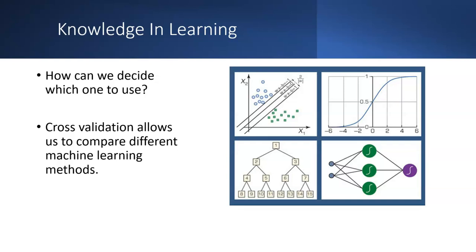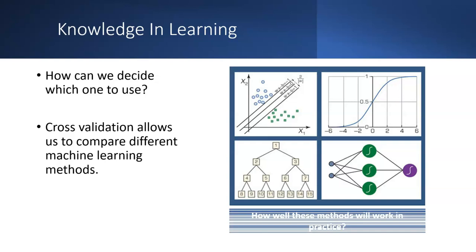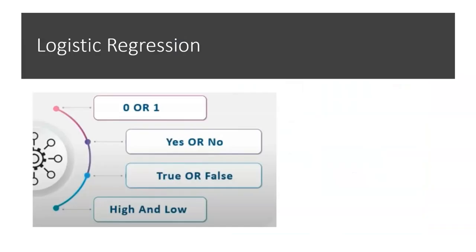So which one do we need to choose for that: a probability-based model, or a naive Bayes model? Cross validation allows us to compare different machine learning methods, and then we need to select which one gives the best result or outperforms. So how well will these methods work in practice?